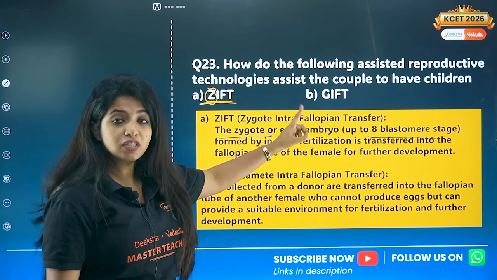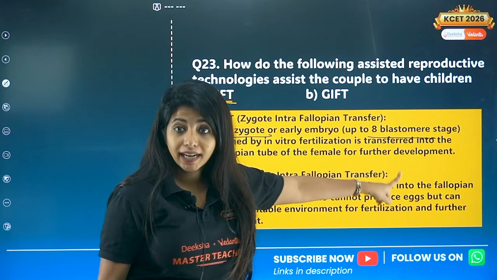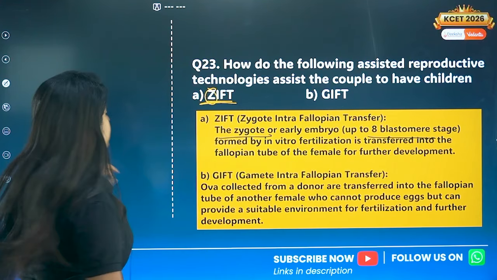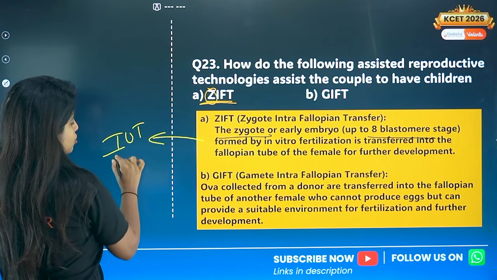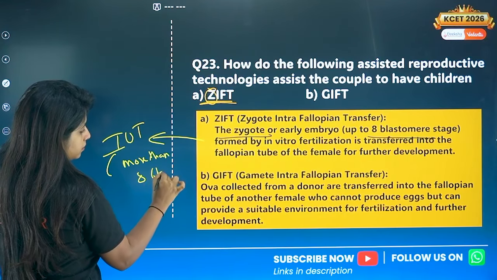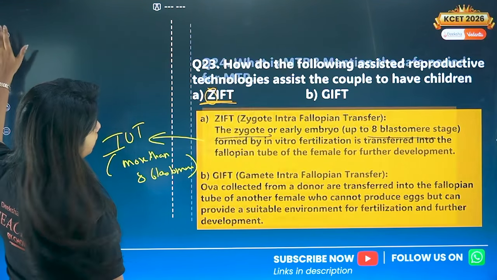Okay, so if you are asked about GIFT, write this. And always remember, if it is more than 8 blastomeres, you put it inside the uterus, and that is known as intrauterine transfer. That is known as intrauterine transfer if it is more than 8 blastomeres. Cool, done. Fine. Let's go ahead.